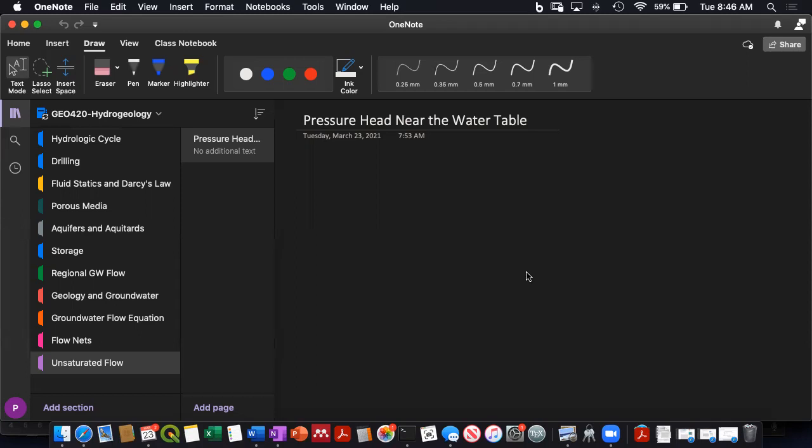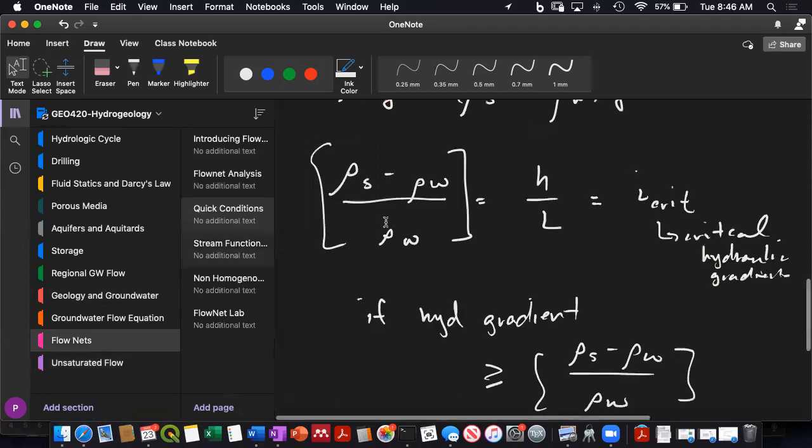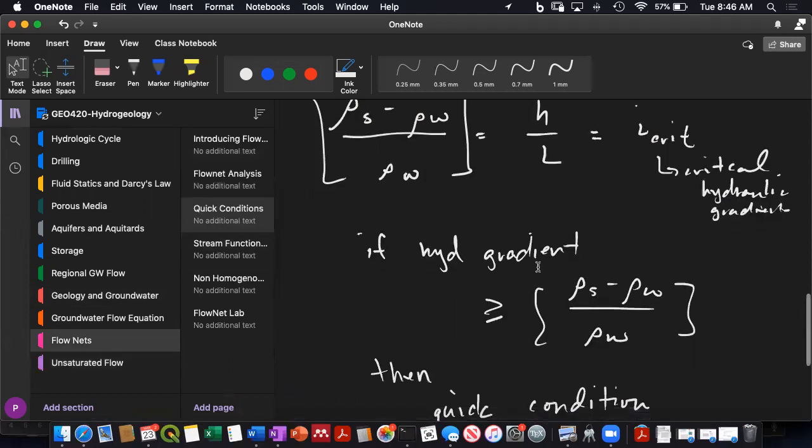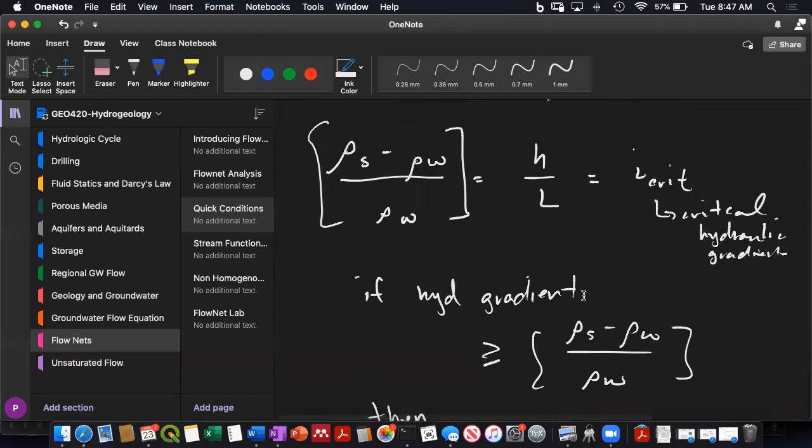No. H is just that little bit at the top. Here's the bottom line. All we did is derive what the value of the critical hydraulic gradient is. So you calculate the critical hydraulic gradient with this equation, rho S minus rho W over rho W. This gives you the critical hydraulic gradient.